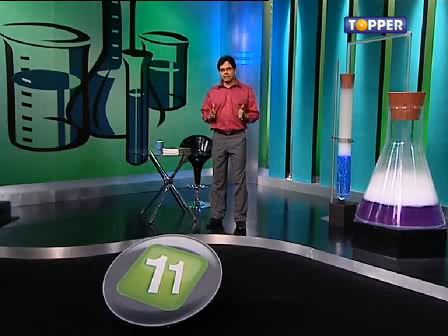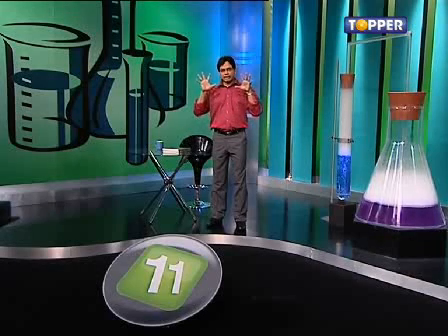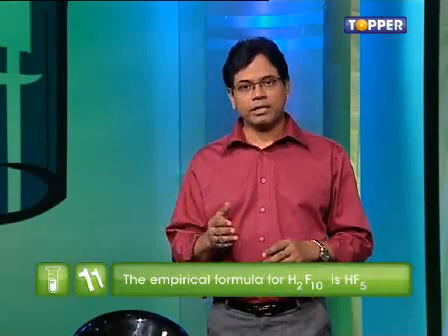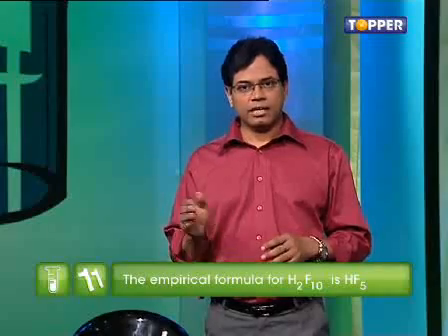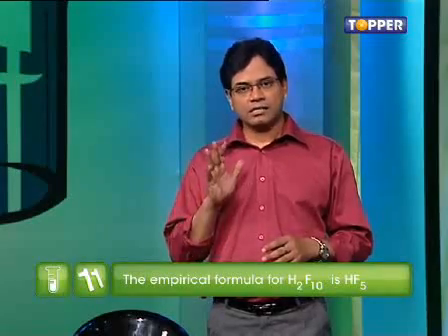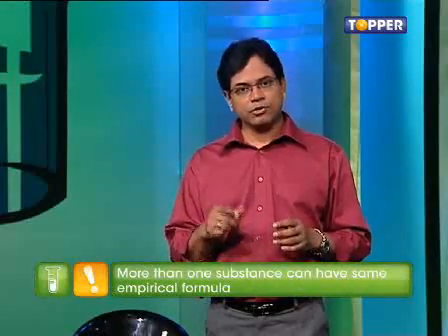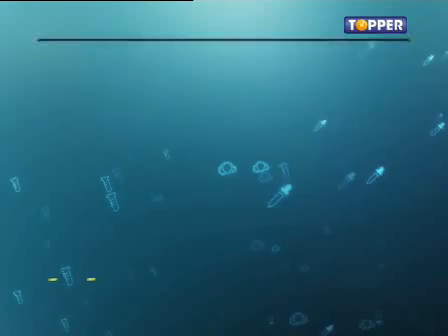Let's make this simple. I have 2 hands and 10 fingers, or H2F10. The empirical formula for which would be HF5. The ratio of fingers to hand is 5:1. It is important to note that more than one substance can be reduced to the same empirical formula.